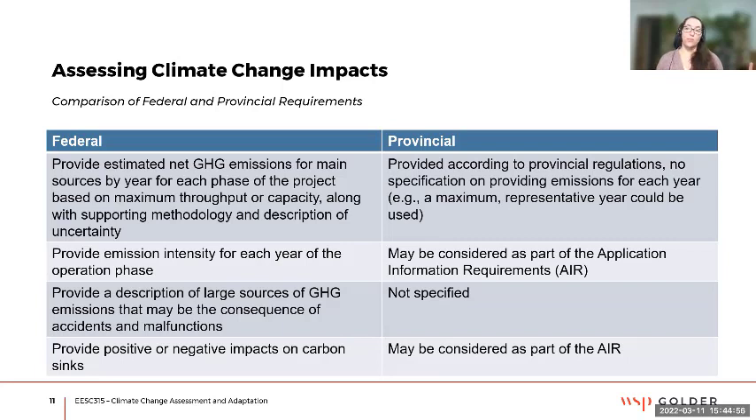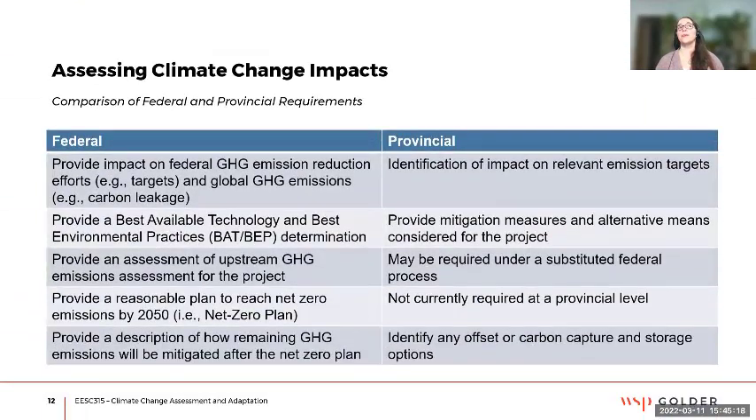The federal level wants you to talk about greenhouse gases in terms of accidents and malfunctions, but the guidance currently does not require that at the BC provincial level. But the federal does want you to look at carbon sinks. And again, it may be considered under the provincial, but it may not be. And that could again be scaled according to the type of projects. When you start to look at the ability to reduce emissions at a federal level or a global level, both of them want you to look at the impacts on targets.